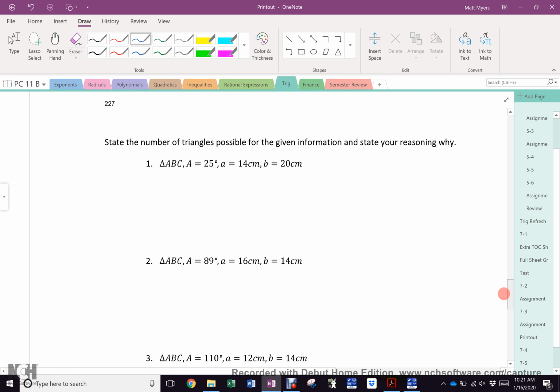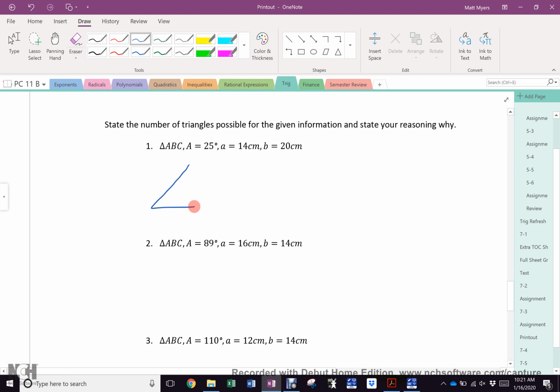And the next page. State the number of triangles. 25, 20. 20 sine 25 is 8.4. A is 14. That's 8.4. Is 14 bigger than 8.4? Yes. Is 14 smaller than 20? So how many triangles? 2. Right? Why? The 8.4 is your reason.